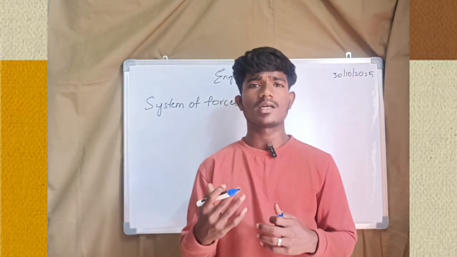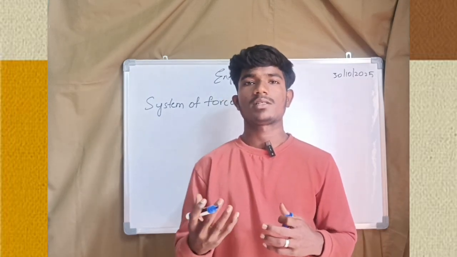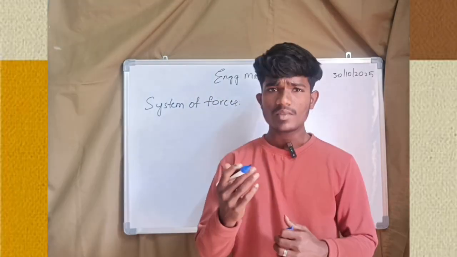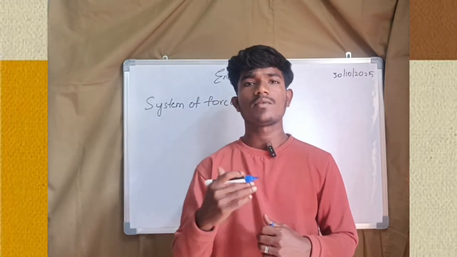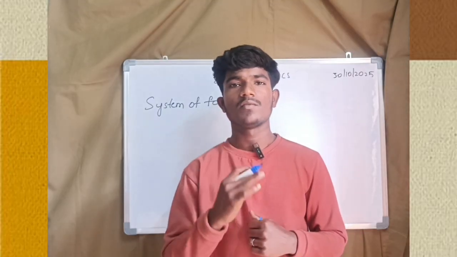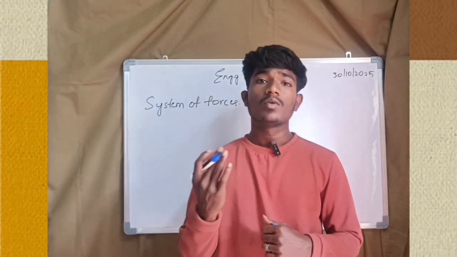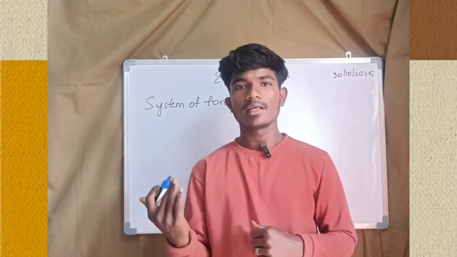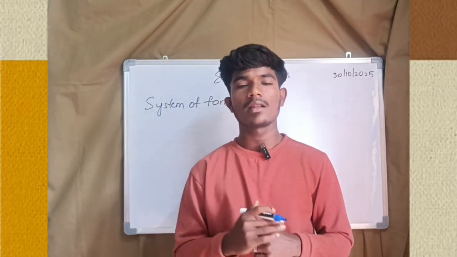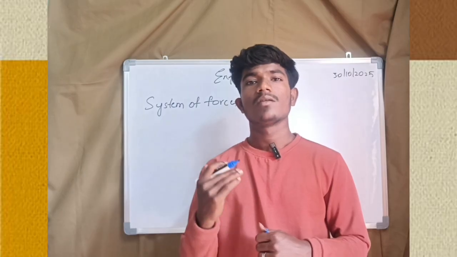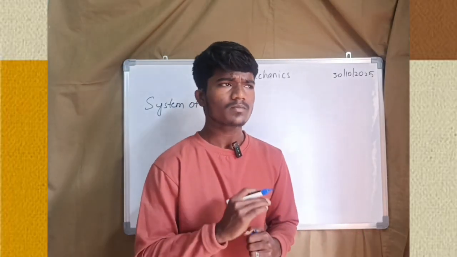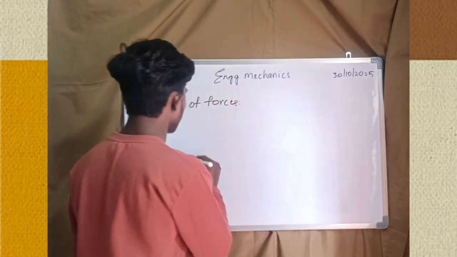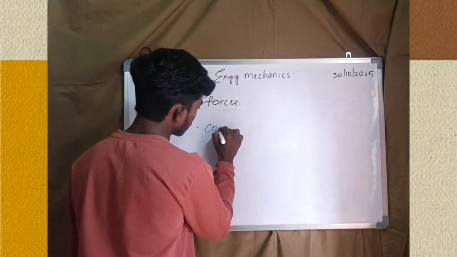Basically, the combination of forces acting on a body is known as a system of forces. The classification of a system of forces is basically of four types: coplanar and non-coplanar, concurrent and non-concurrent, parallel and non-parallel, and the last one, collinear forces. These are the four types of forces. Firstly, we will discuss coplanar forces.